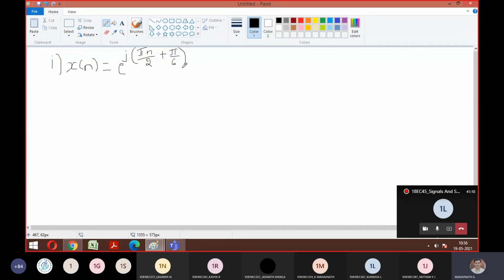Okay, so now you tell me whether it belongs to CT or DT. DT, right? Because of the presence of the n concept there. So now observe the things carefully. Can anyone tell me whether it is energy or power?